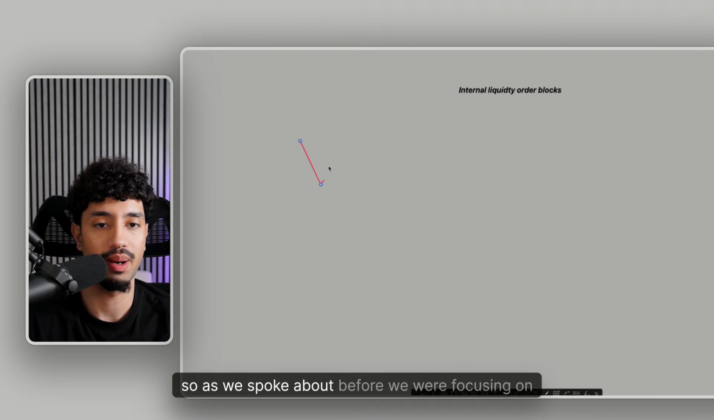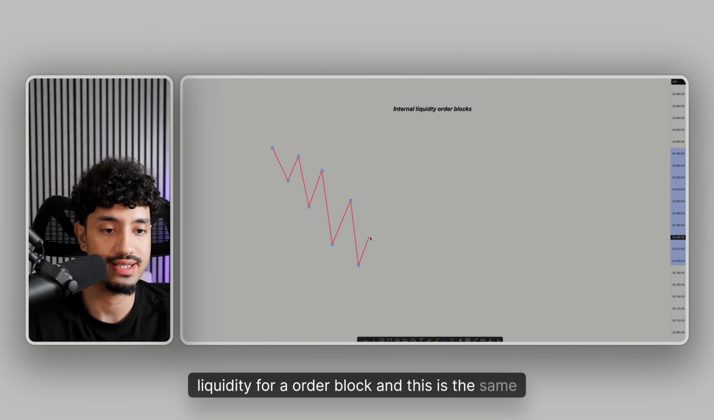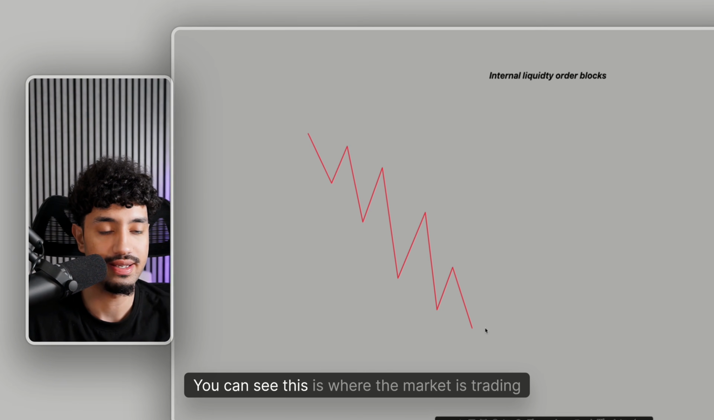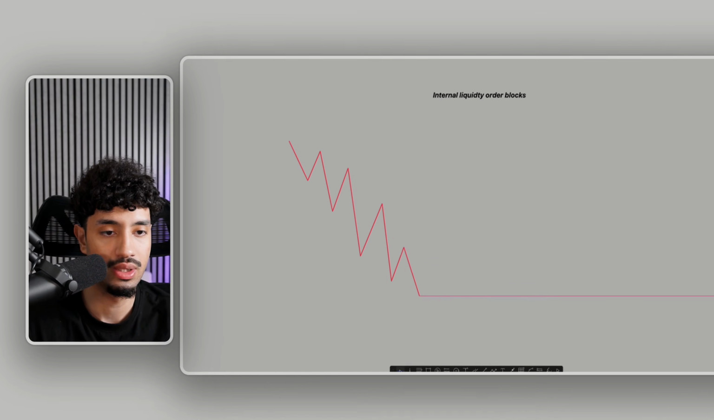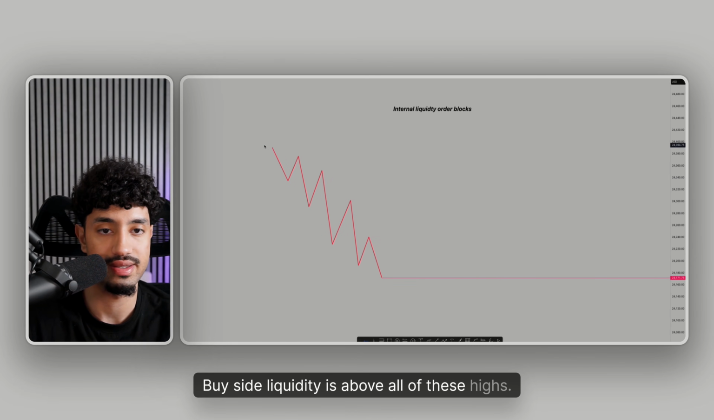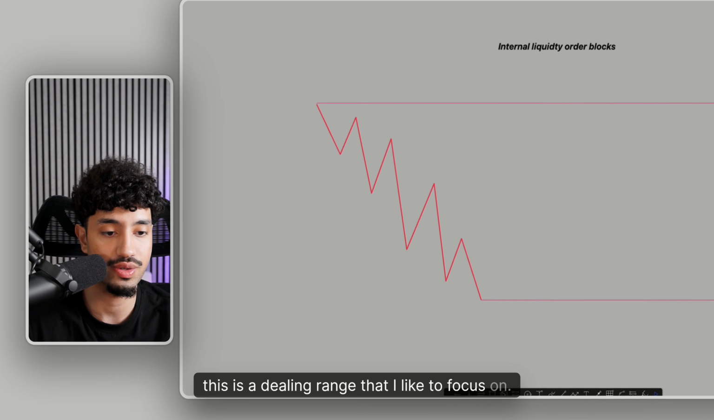So as we spoke about before, we were focusing on liquidity for an order block, and this is the same concept. You can see this is where the market is trading lower. Sell side liquidity rests below this low. Buy side liquidity is above all of these highs. So for completeness' sake, this is a dealing range that I like to focus on.